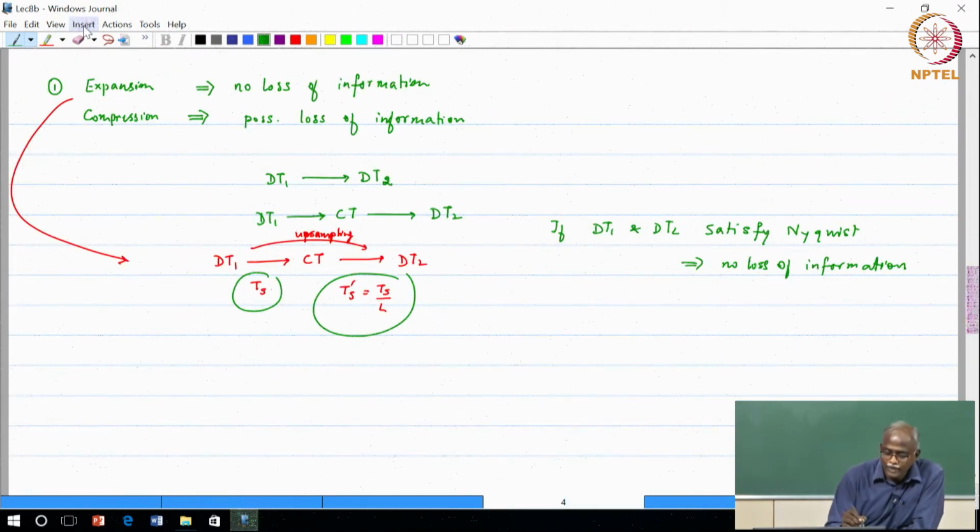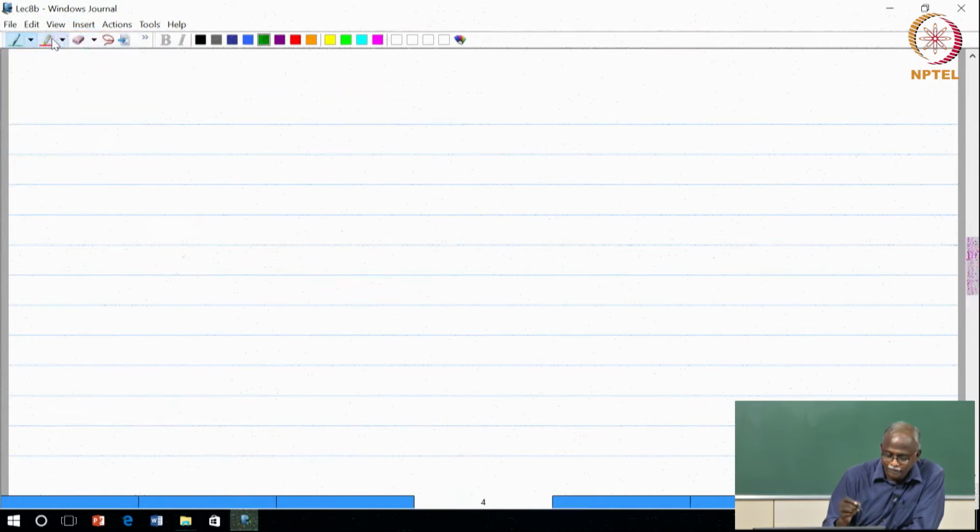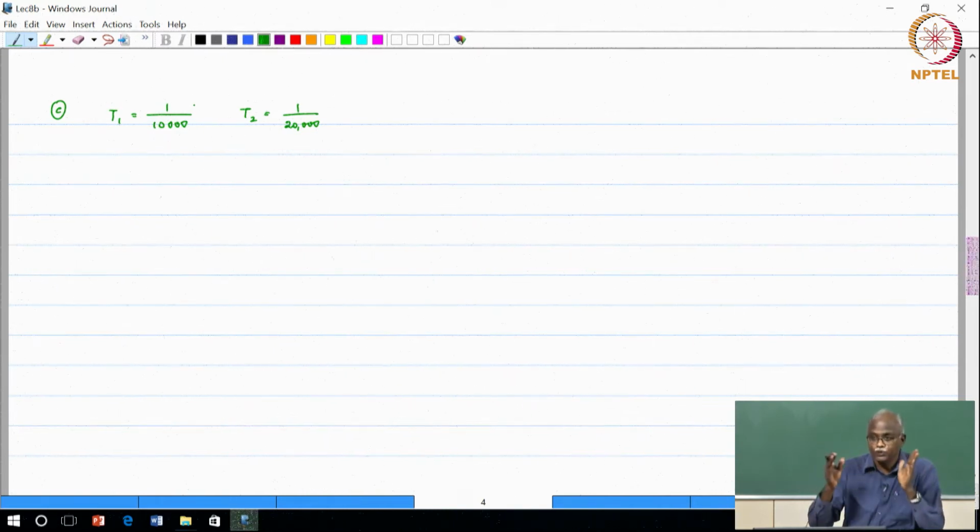Okay, just one more variant of this, and we will conclude this. The part C, this one, the input sampling rate is Nyquist 10,000, output sampling period is 1 by 20,000. So, the reverse scenario. And of course, if I sample it at Nyquist rate, the low pass filter will remove some portion of the spectrum. So, the output spectrum is going to look as follows.